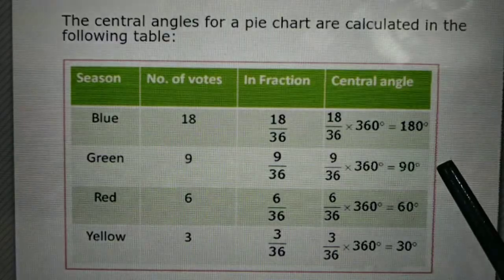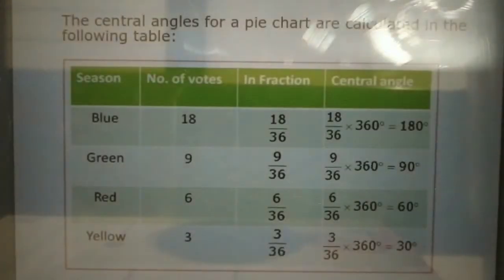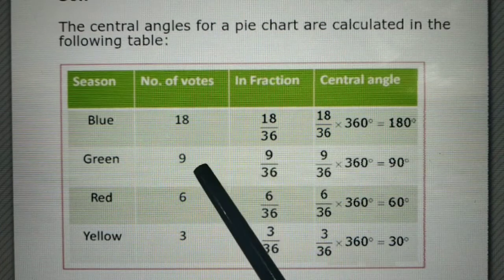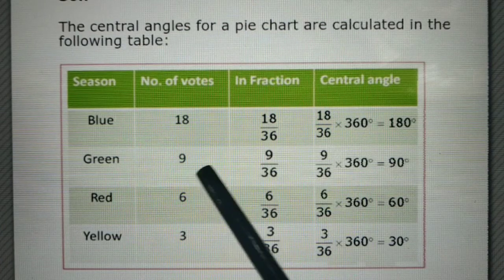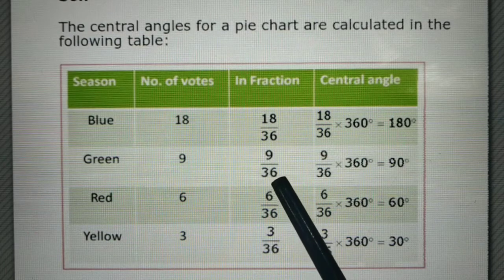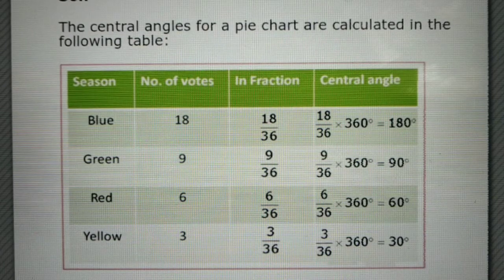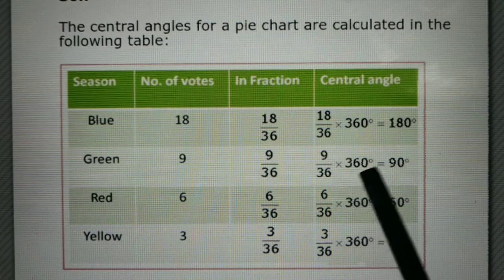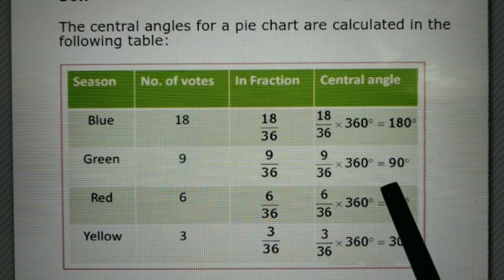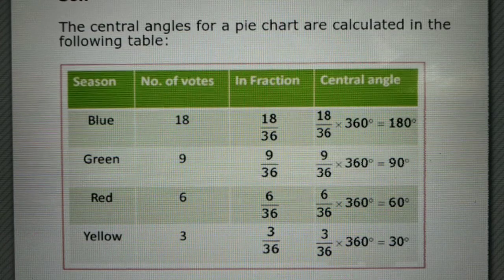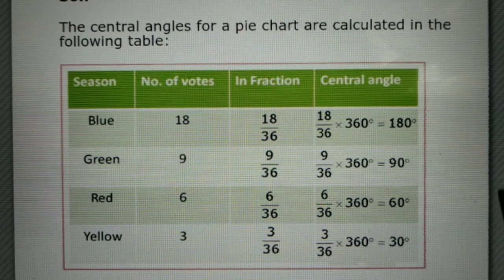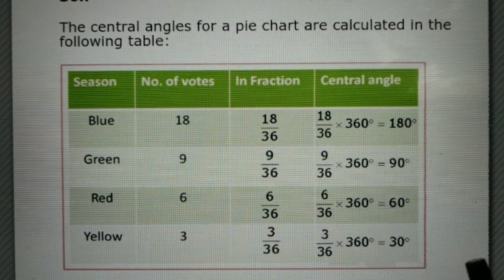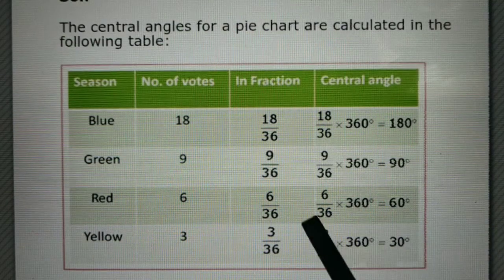Alright, similarly for the next, the number of votes or people is 9. So 9 divided by 36 is the required fraction, and after that we multiply by 360 in the next column, so we get a 90 degree angle. So 180 degrees for blue color, 90 degrees for green color. Similarly, we can find the others.